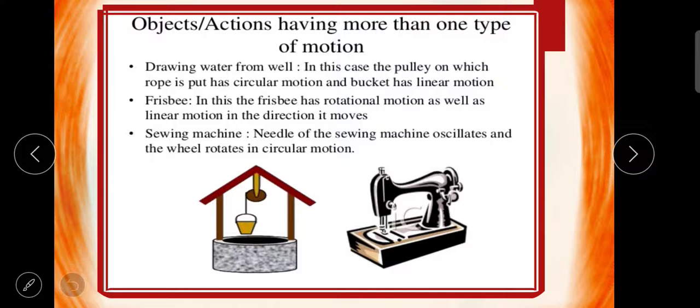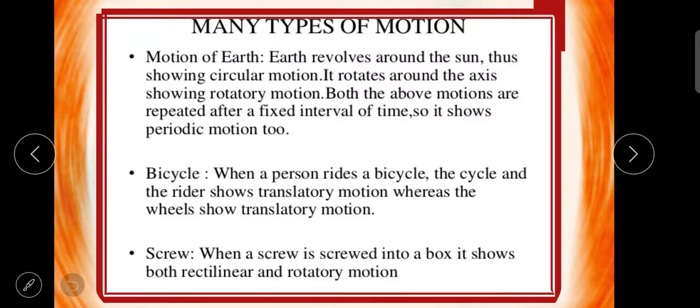So you can see more than one type of motion in different examples of your regular activities. So why don't you try to search out different motions in whatever work you are doing in your regular routines. Other than that, we have seen many types of motion, like motion of the earth. It revolves around the sun and shows circular motion. It rotates around its axis, showing rotatory motion. As I told you, it revolves as well as rotates on its own axis. And both these motions repeat after an interval of time, so it shows periodic motion also. Means you can see three types of motion in one example of movement of the earth.